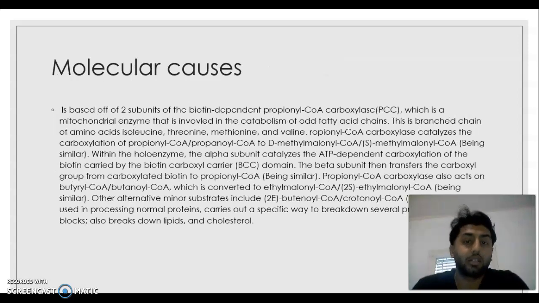Molecular causes, summarizing it: it is based off two subunits of the biotin-dependent propionyl-CoA carboxylase, which is a mitochondrial enzyme involved in the catabolism of odd-chain fatty acids and the branched-chain amino acids isoleucine, threonine, methionine, and valine. Propionyl-CoA carboxylase catalyzes the carboxylation of propionyl-CoA to D-methylmalonyl-CoA.